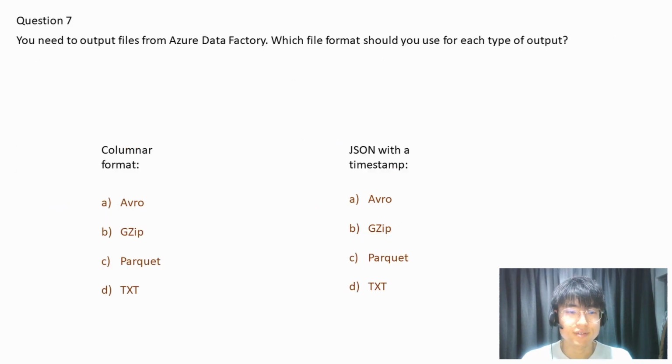Question 7. You need to output files from Azure Data Factory. Which file format should you use for each type of output? The two types of outputs that we're looking for are columnar format and JSON with a timestamp.